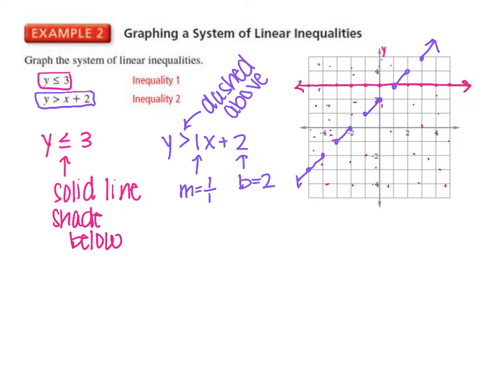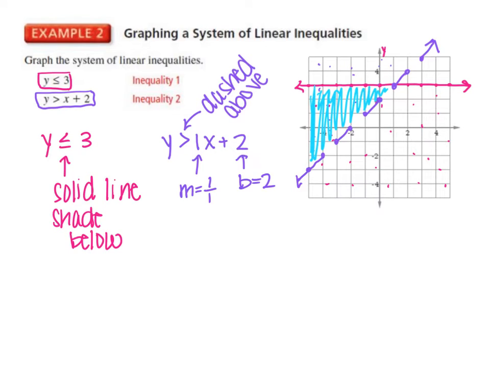So then I decide, where do I need to shade for my final answer? Well, what section has both pink and purple dots in it? Right? And I see the section that has both pink and purple dots in it is this one right here. So that's the part that I actually shade, because that's the section where both inequalities are true.